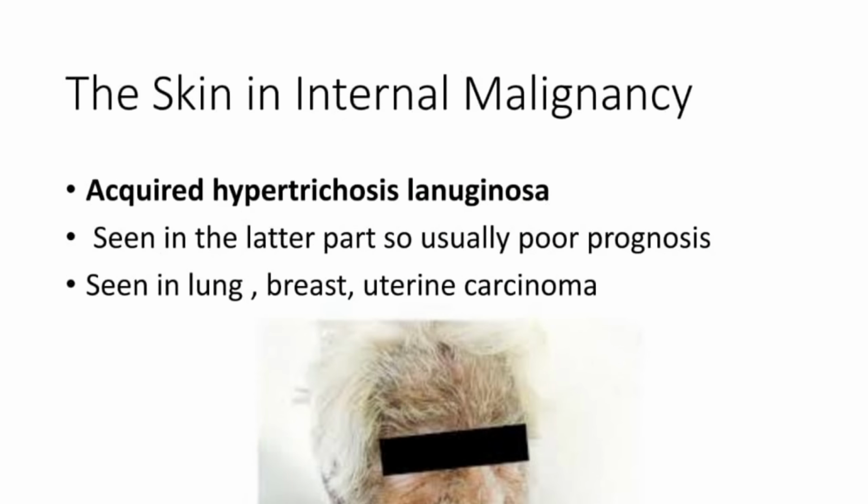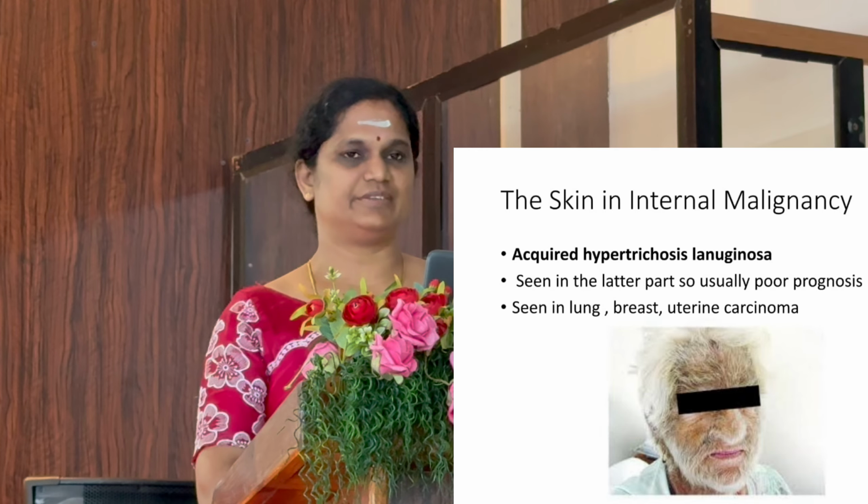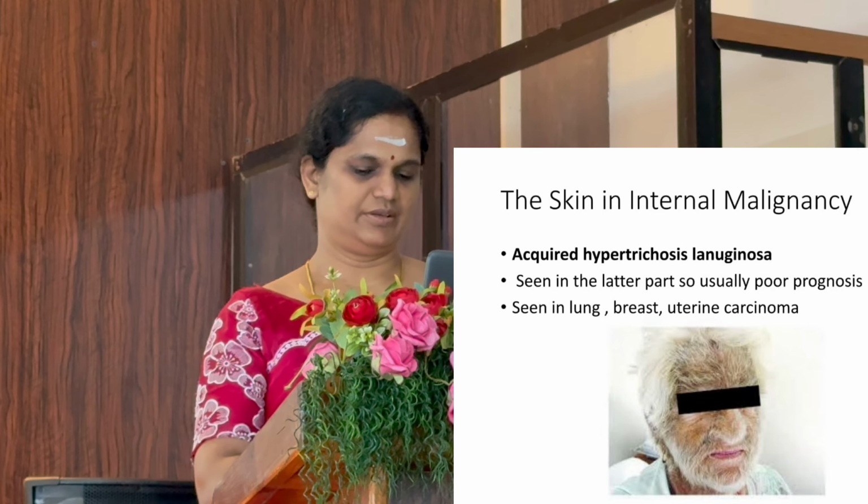Acquired hypertrichosis lanuginosa. I mentioned the vellus hair and terminal hair. Another type of hair is lanugo. You can see it in term babies. Just after delivery it will fall off. But in premature babies, we can see associated lanugo hairs. If it develops in an adult, it is associated with lung, breast, uterine carcinomas.